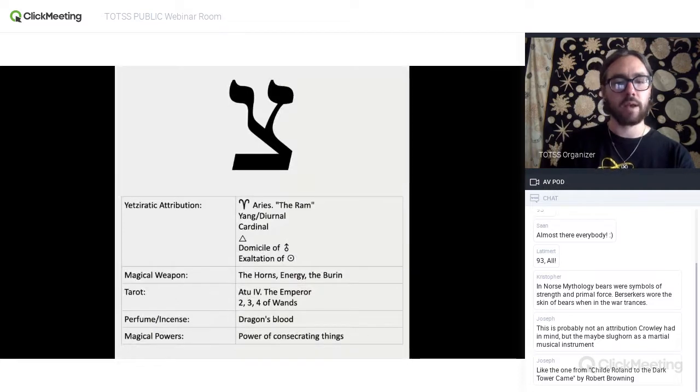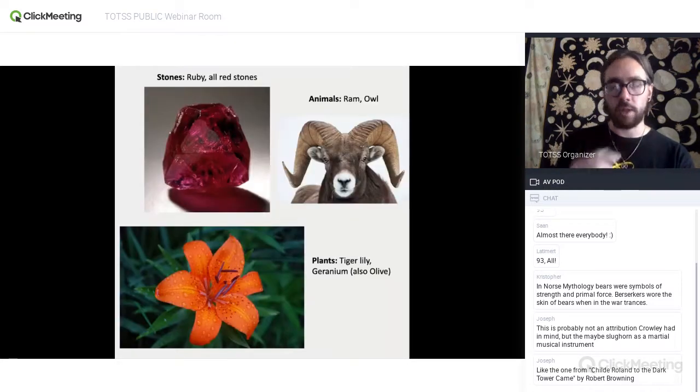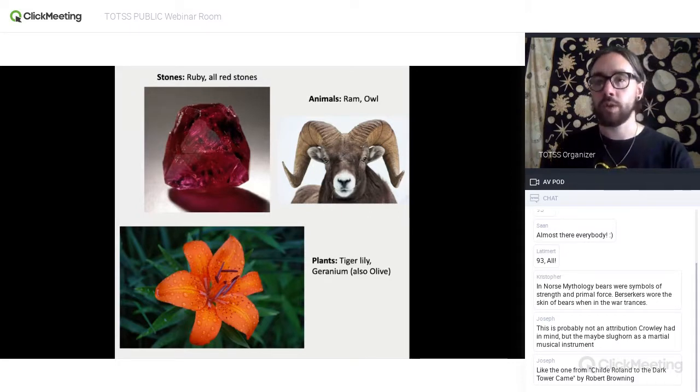So you can see the glyph there. And you can really see that that's the shape of the ram's head and his horns. Also the owl. The owl here is, because the owl is sacred to Athena or to Minerva.